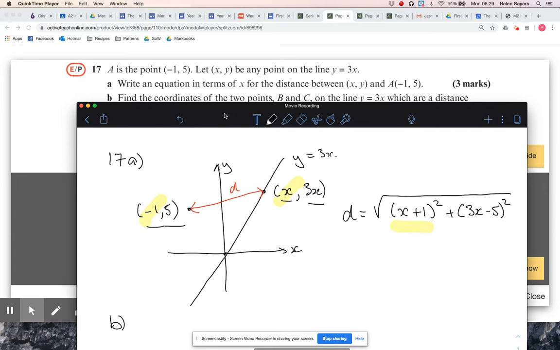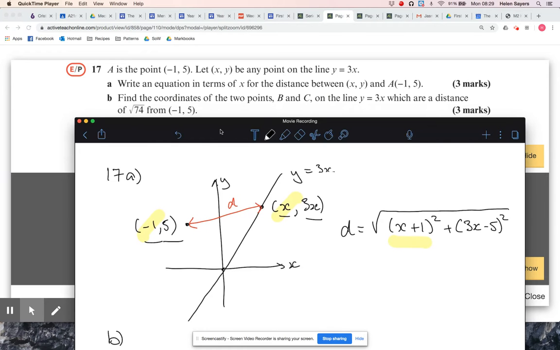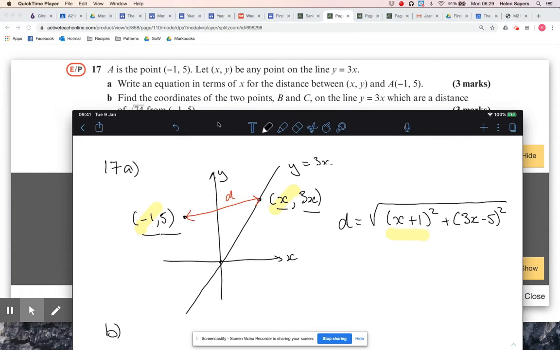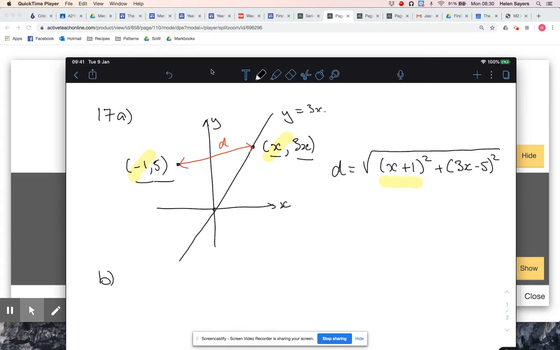Okay, so find the coordinates of the two points B and C, which are on y equals 3x, and they are both the distance of root 74 from (-1, 5). Okay, so this is carrying on from part B. So basically, they're just saying they want that distance to equal root 74. So let's write root 74. So this is where I'm going to need to simplify and solve this equation.